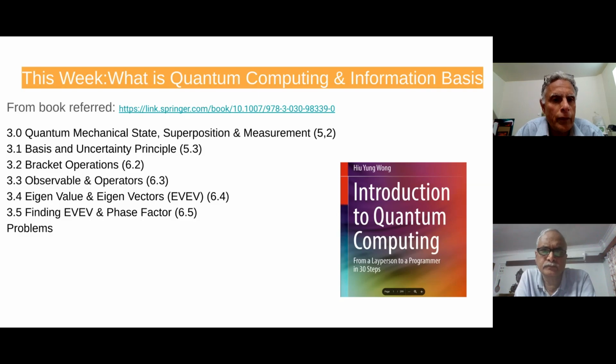Coming back, we do have the book which we had referred to you. Hope all of you are following the book, and we have been trying to meticulously ensure that we tell beforehand what we are covering and what we'll cover next. So this week, as we said last week, we'll cover quantum mechanical states, superposition and measurement, basis and uncertainty principle, bra-ket operators, observables and operators, eigenvalues and eigenvectors, and then finding eigenvalue phase factor. We may differ, but at this time, this is the proposed coverage.